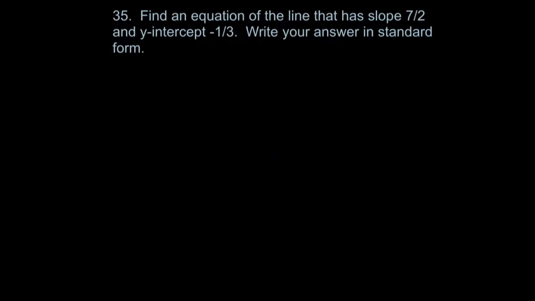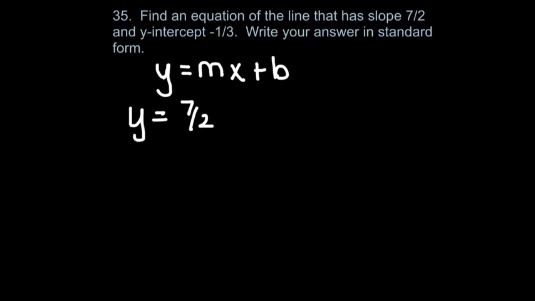Well, since we are given the slope and we are given the y-intercept, the best place to start would be with slope-intercept form, which is y equals mx plus b. We can fill in the slope and the y-intercept and get y equals, my slope is 7/2, so that's 7/2 x, and the y-intercept is -1/3, so we can put -1/3.